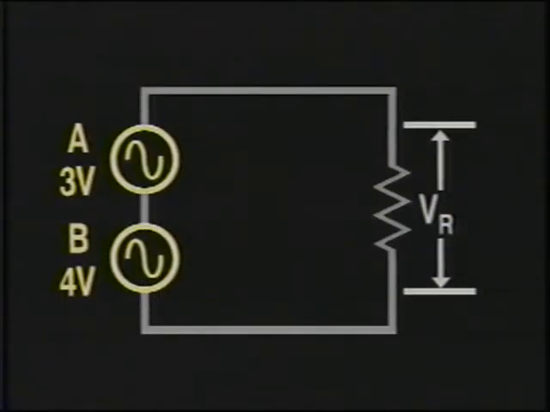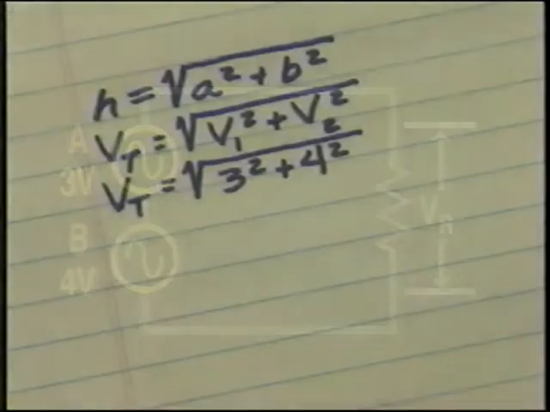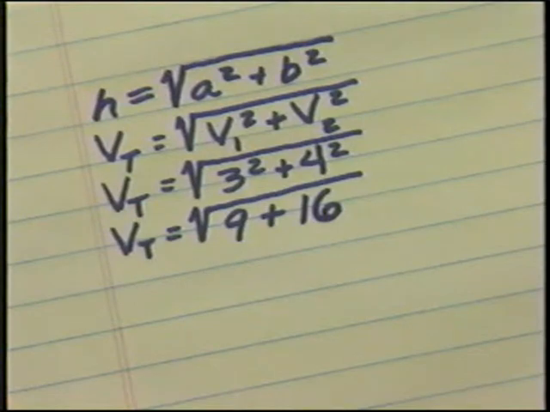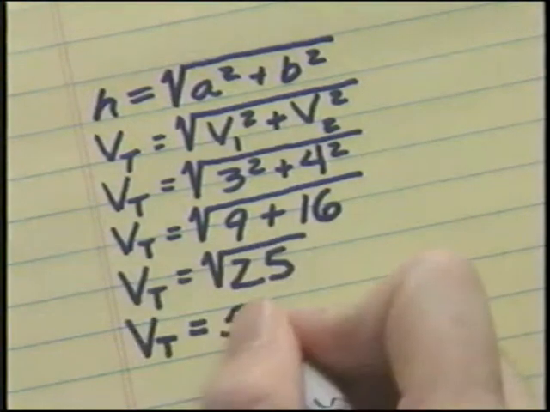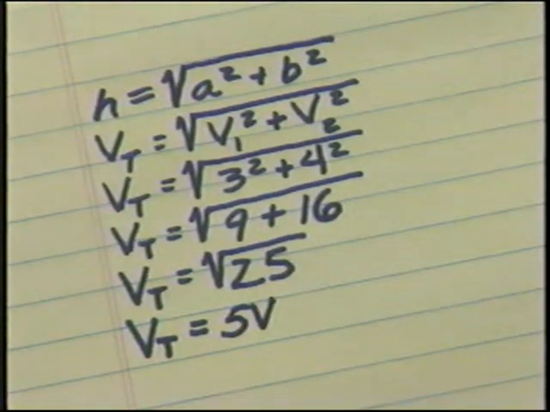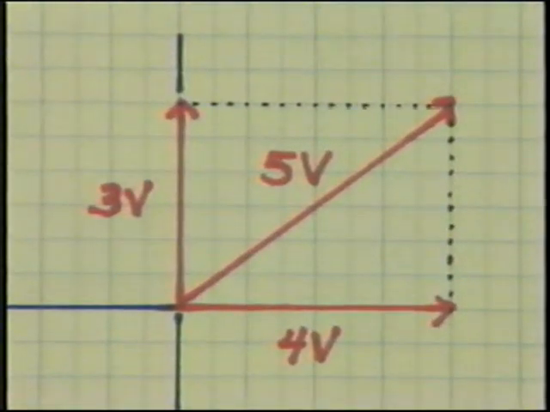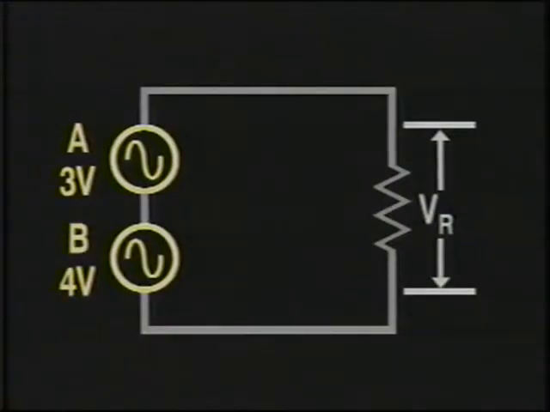Substitute the values from the example circuit. The total voltage equals the square root of 3 squared plus 4 squared, or the square root of 9 plus 16, which equals the square root of 25 or 5 volts. 5 volts, then, is the length of the resultant phasor, which is also the peak of the voltage drop across the load resistor. Using phasors and the Pythagorean theorem enables you to calculate the resultant voltage from any two voltages that are 90 degrees out of phase.